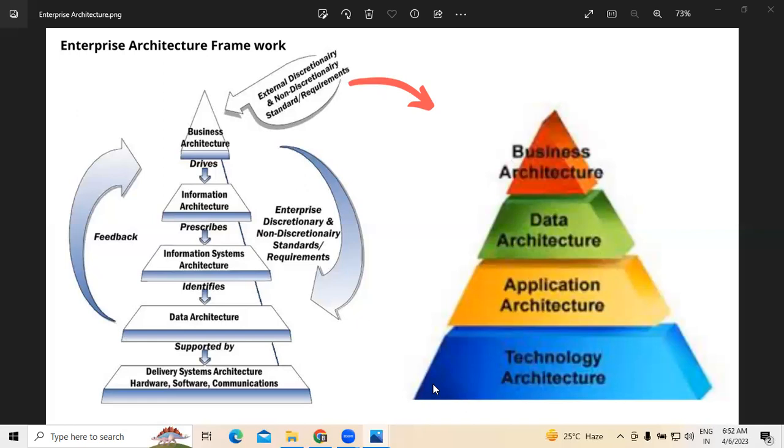Third one is application architecture. Application architecture is what are the different applications they are using. Because if you take any enterprise, a lot of applications are involved in it. The applications may be for different reasons. For example, take a financial institution as an example, a bank or something.